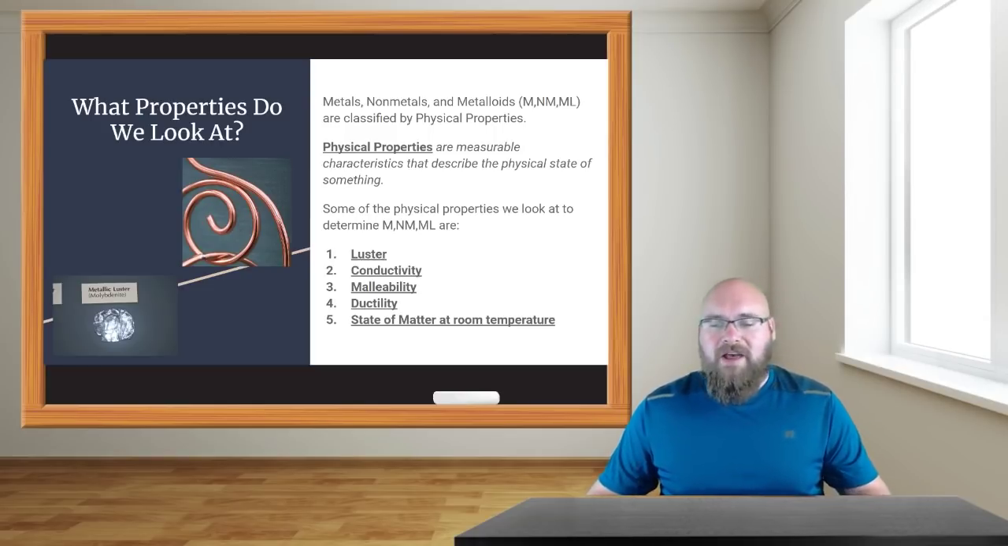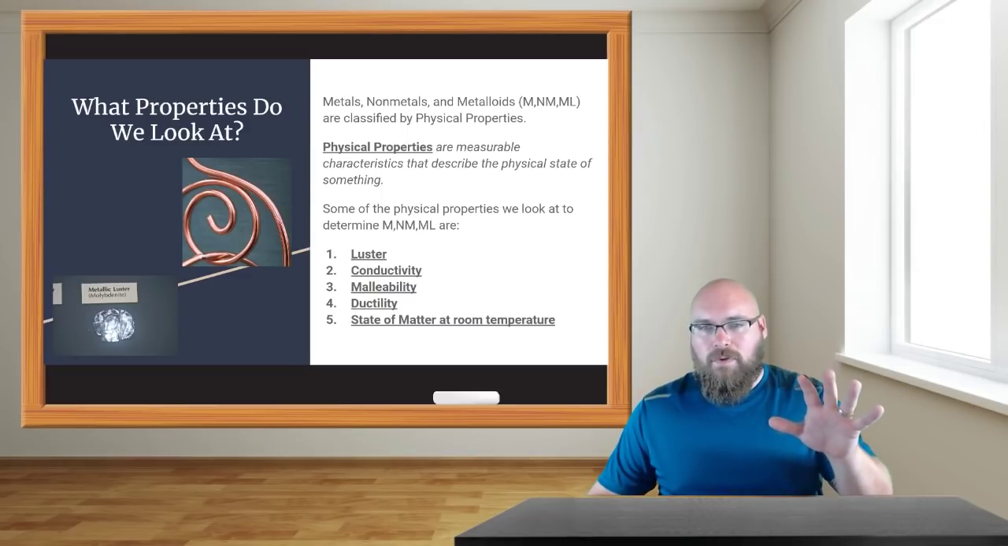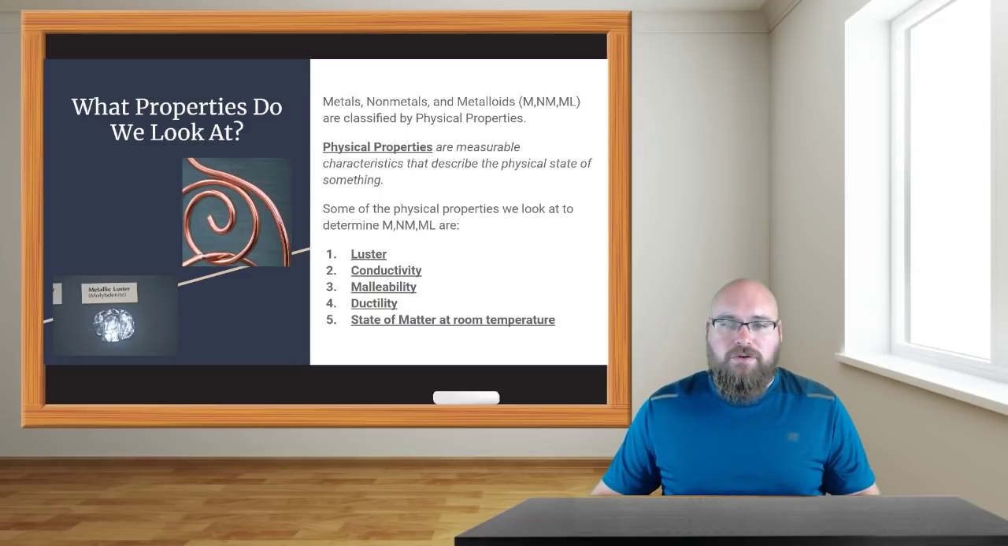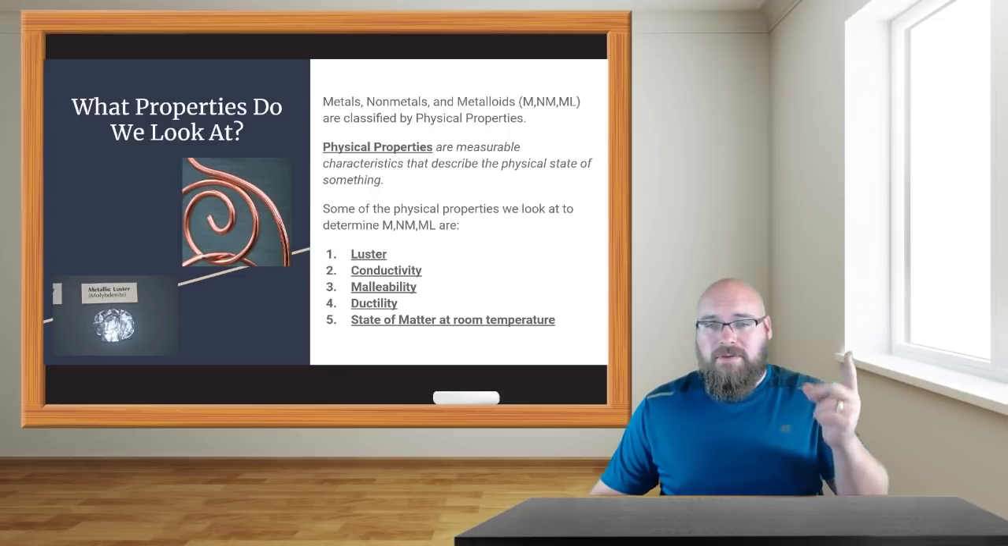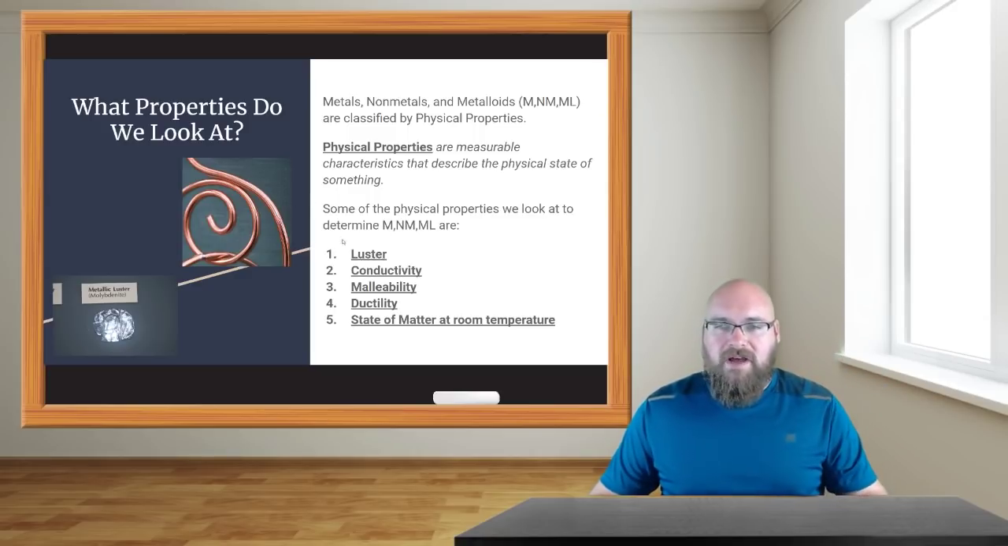So we have five main things that we look at to put these types into the groups. The first is called luster. Then we have conductivity, malleability, ductility, and the state of matter that they are at room temperature. So these five things are going to be tested for each substance to see which category it falls under.